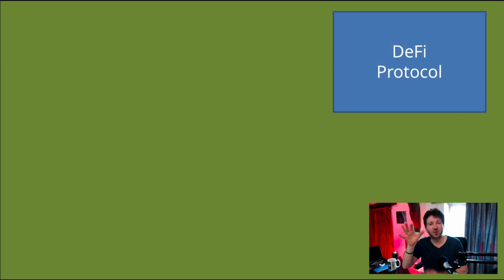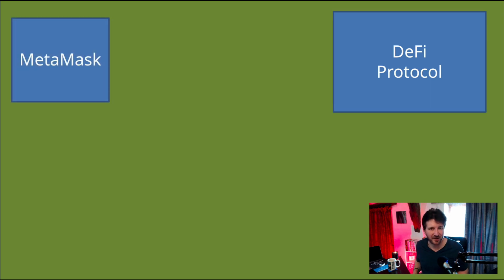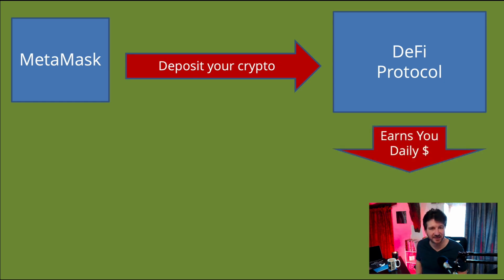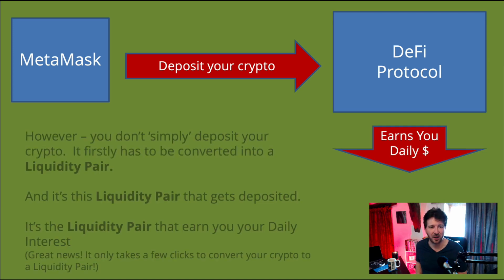So again, let's look at it one more time. We've got our DeFi protocol. That's your money maker. We've got your MetaMask. That's where your crypto currently is. We're going to send your crypto from MetaMask into the DeFi protocol. That's going to earn you your daily interest based on the APR.